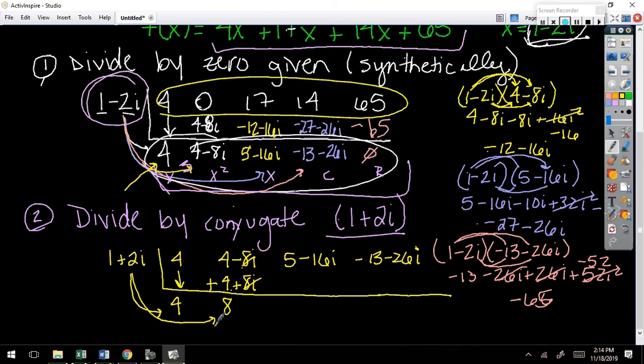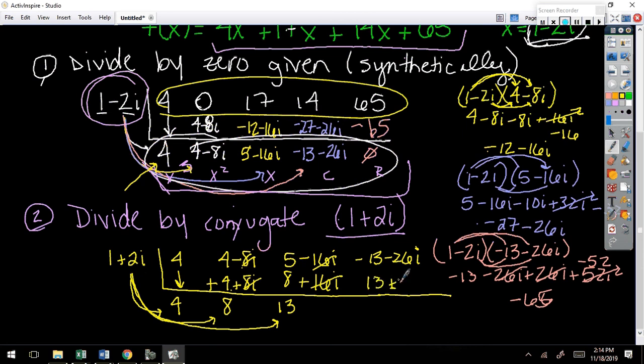And then I do 8 times 2i, which is 16i. And you see what's going on here. How nice is that? So 5 and 8 is 13. Again, around, and I get 13 plus 26i, which gives me 0 as it should because it's a factor.